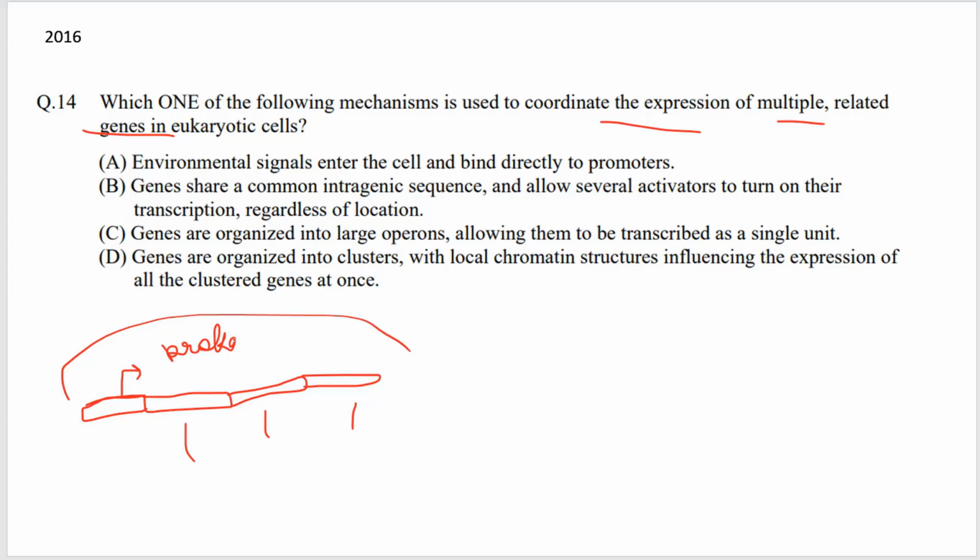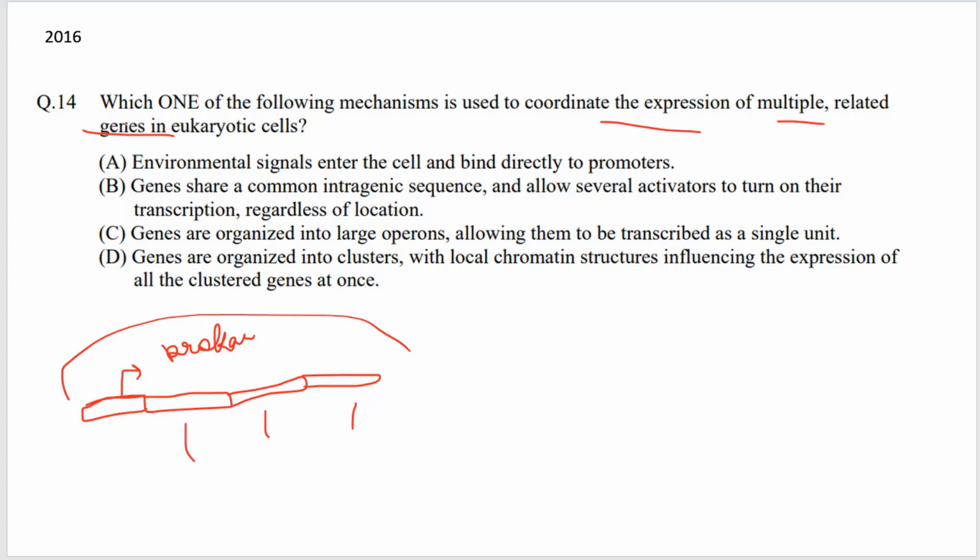But in eukaryotes, the operon system is not there. But still, there are many genes which have to be upregulated at a single time if there is an environmental signal or stress signal. So, how do the eukaryotes regulate the expression of multiple related genes?